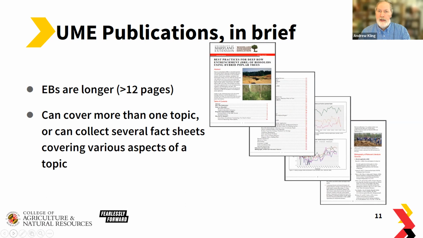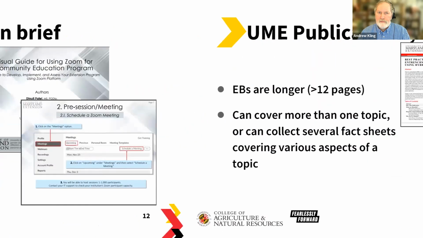And so if someone is interested in building a rain barrel and they go to the UME website and type in rain barrels, they're going to get the entire document rather than just the chapter if you did it as a fact sheet. So there's pros and cons to the extension bulletin format, putting it as fact sheets. So it all depends on how you want to approach it.